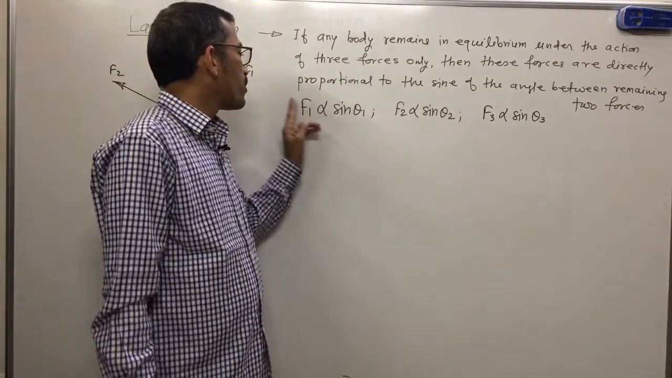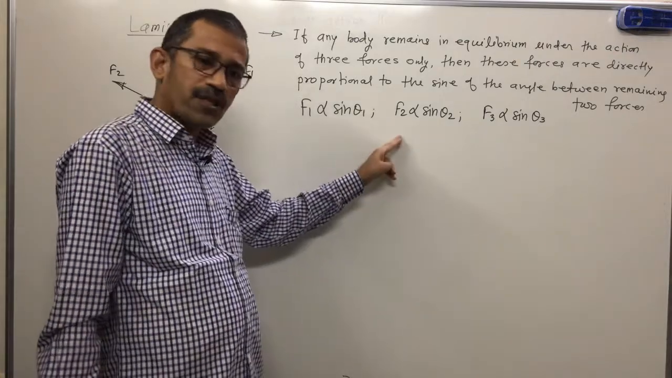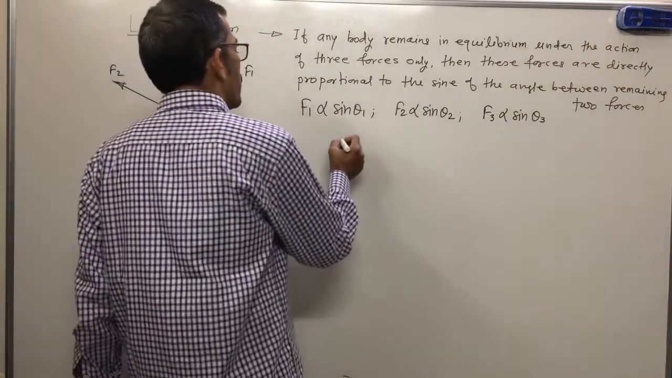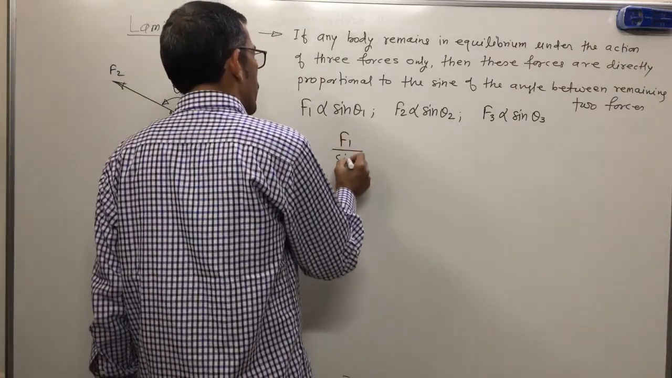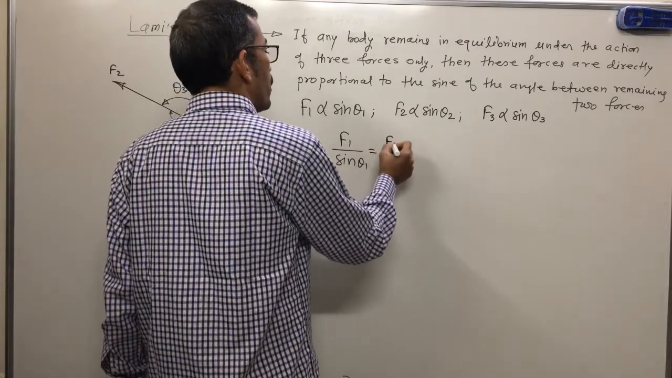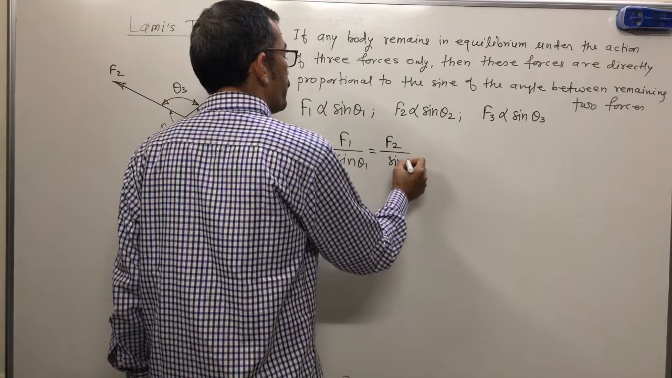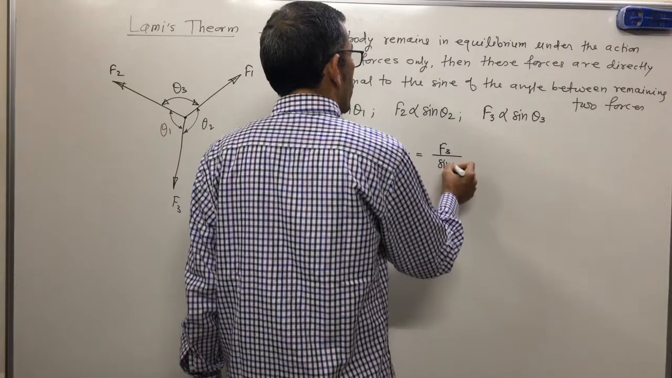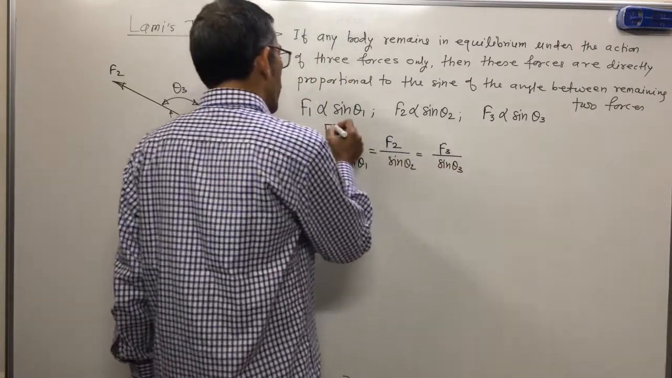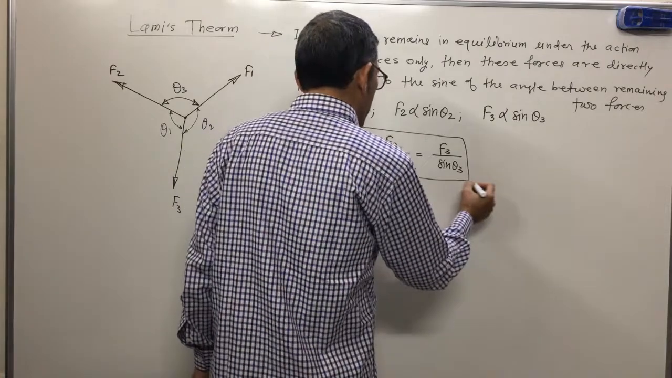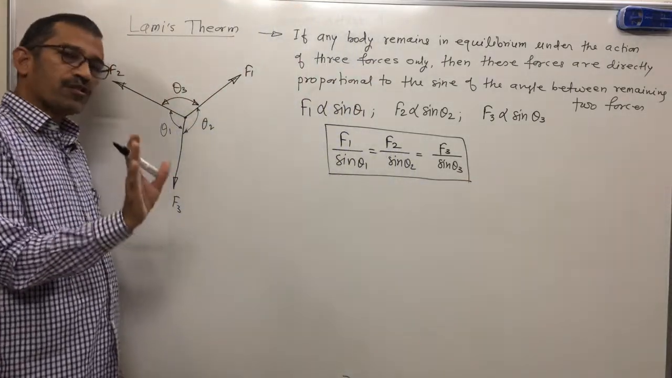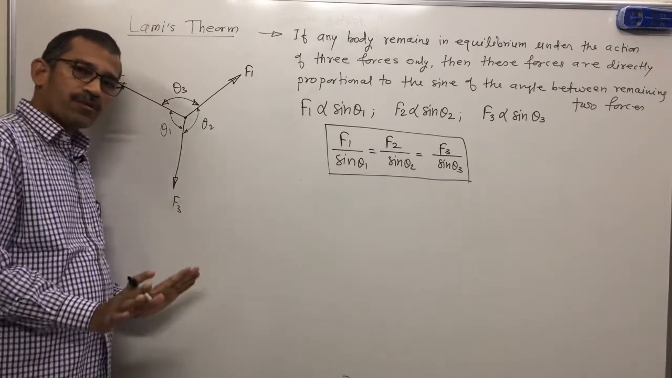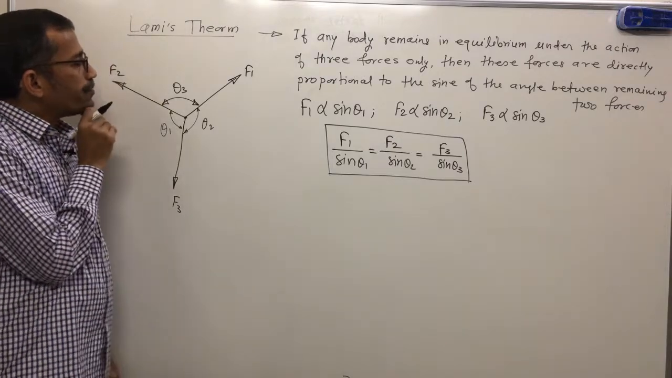That means that constant becomes F1 upon sine theta 1. Here the constant is F2 upon sine theta 2, and here the constant is F3 upon sine theta 3. That means you can say F1 upon sine theta 1 is equal to F2 upon sine theta 2, which is again equal to F3 upon sine theta 3. Now, the body is in equilibrium, and if such three forces are given, the solution is also possible by applying our equations along the x and y axes: summation of Fx equal to 0, summation of Fy equal to 0. What is the problem?